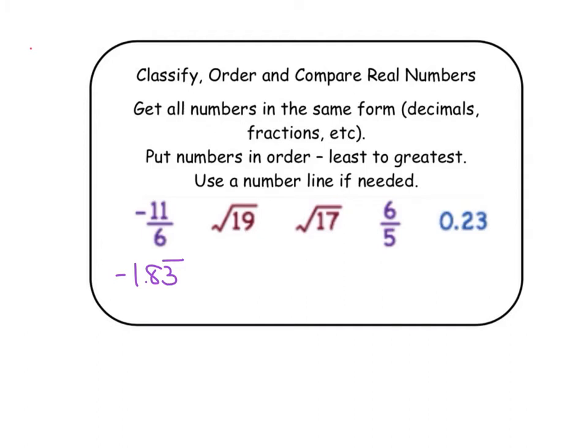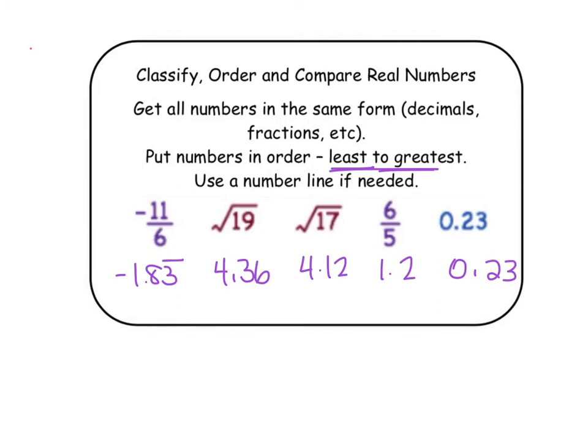The square root of 19 is 4.36. Square root of 17 is 4.12. 6/5 is 1.2. And then this one's already in decimal form. So when we're putting these in order from, in this case, least to greatest, let's make sure you read, we want to put them in their original form.